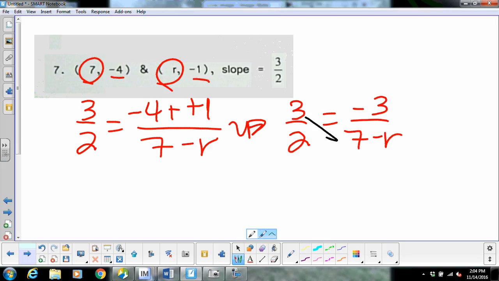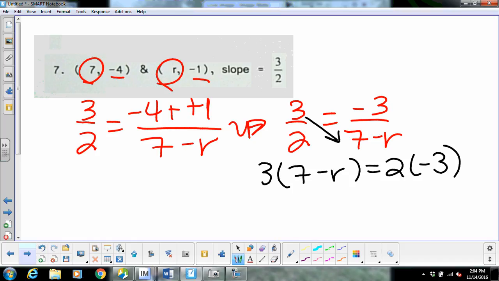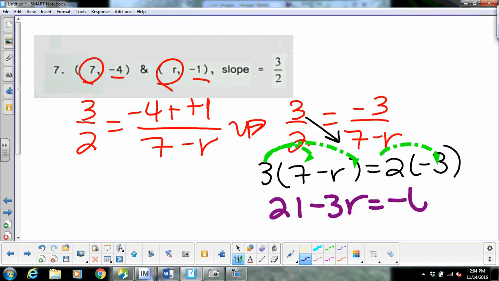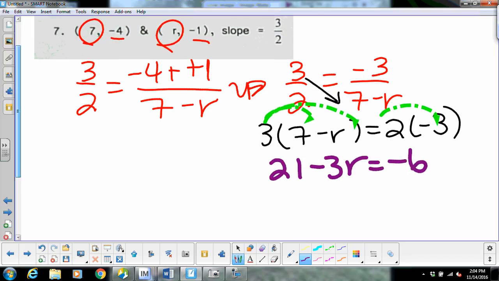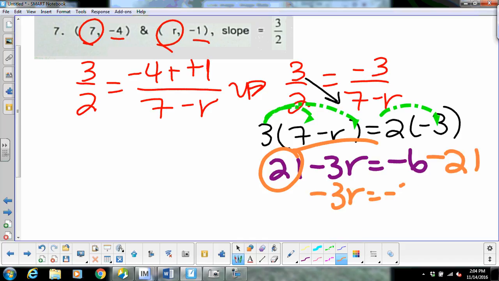So I have 3 over 2 equals -3 over 7 minus R. And now I'm going to cross multiply. So 3 times 7 minus R is going to equal 2 times -3. From here, you just use your distributive property. And we're just going to solve that two-step equation. So I'm going to move my 21 first. So -3R is going to equal -27, and divide so R equals 9.